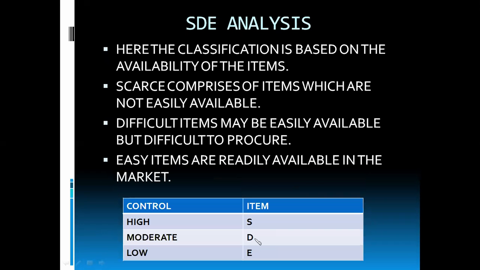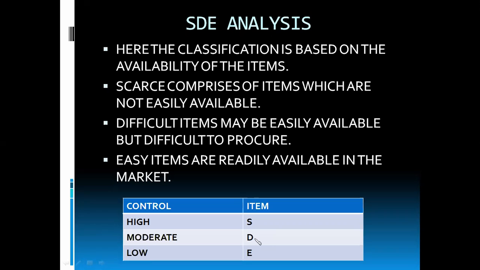Then comes SDE analysis. SDE stands for scarce, difficult, easy. Here the classification is done based on the availability of the items. Scarce items are those which are not easily available. Scarce means rarely available, very difficult to arrange. Difficult items may be easily available but still difficult to procure. Medium difficulty we can say. Easy items are those which are easily or readily available in the market.